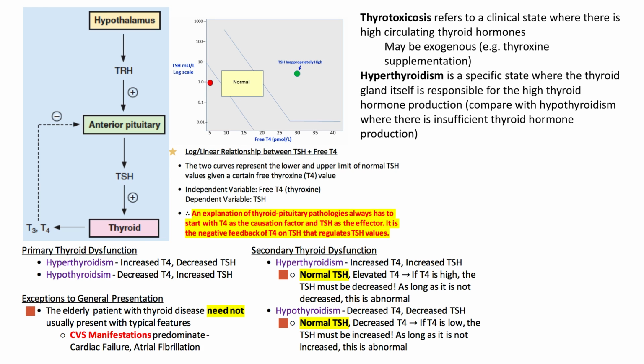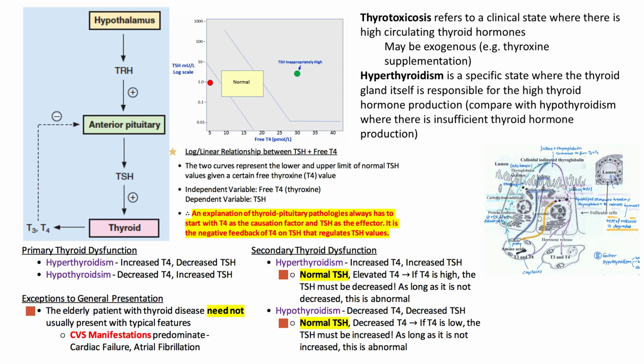Okay, then remember we talked about thyrotoxicosis versus hyperthyroidism. This is the formal definition. Thyrotoxicosis is the clinical state where you have high circulating T3 and T4. They can be endogenous or exogenous. Some cases where people will take thyroxine is people who try to do weight loss. Those weight loss tablets, especially the illegal ones, usually contain thyroxine inside because it increases your basal metabolic rate so you lose weight. Okay, and it can be quite dangerous.